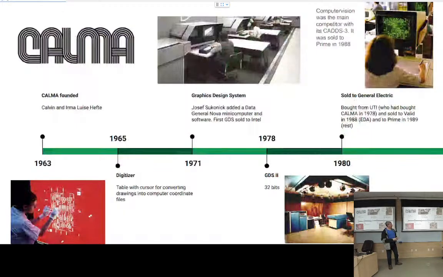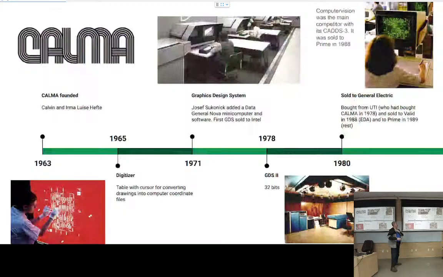So Calvin and Calma created a company, and they created something called the digitizer. It was a table where you could point to any point and press a button, and it would send the coordinates of that point to a computer or to a tape. So you could have a paper drawing and convert it into computer coordinates. In 1971, they combined this with the Data General Nova, a minicomputer, and some software. So that's what it looked like.